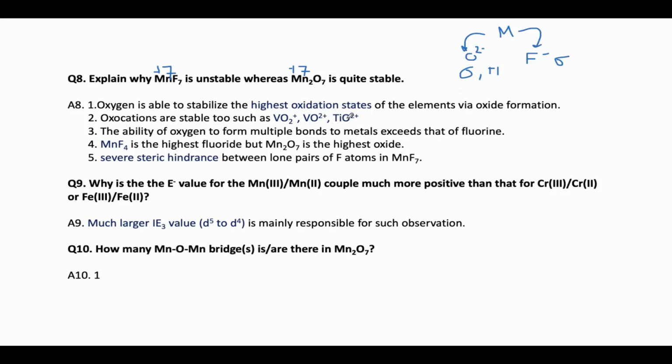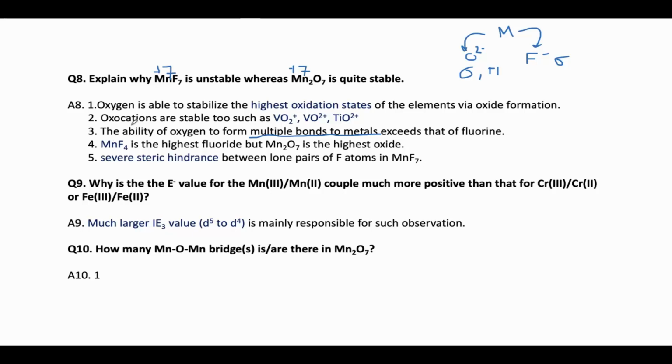Now, the ability of oxygen to form multiple bonds, that is a sigma bond and a pi bond with the metal center, exceeds that of the fluorine that I have discussed just now. Since oxygen has this O2- negative charge, it can form sigma and pi bonds with the metal centers, which is not possible in the case of fluorides. That's why manganese in fluorides can go only up to Mn+4. So MnF4 is the highest Mn fluoride, but Mn2O7, that is Mn+7, is the highest oxidation state oxide of manganese. But the actual reason is another one.